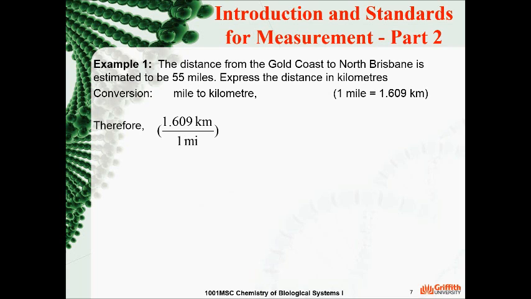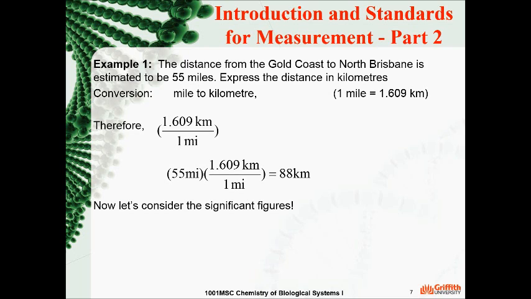Now we know the relationship between miles and kilometers. We can do the conversion. The relationship between miles and kilometers can be written as a fraction, and this is the easiest way to use the factor to do the conversion. This means there is 1.609 kilometers for every 1 mile. Now we apply the method we learnt earlier. 55 miles times 1.609 kilometers over 1 mile is equal to 88 kilometers.